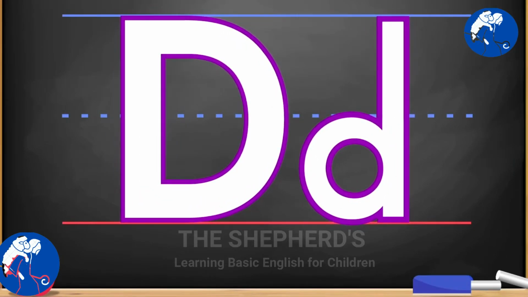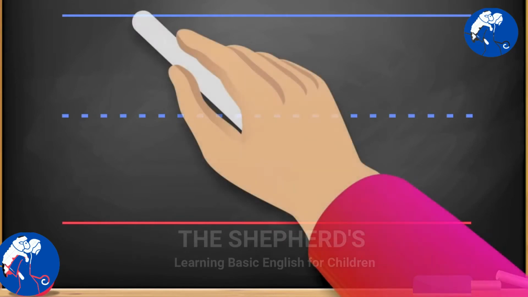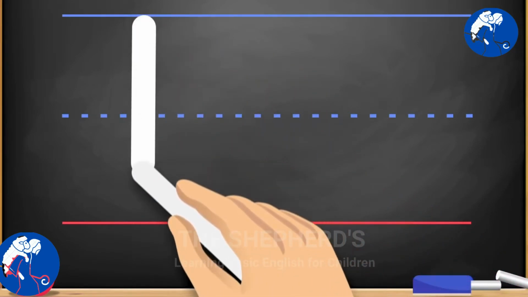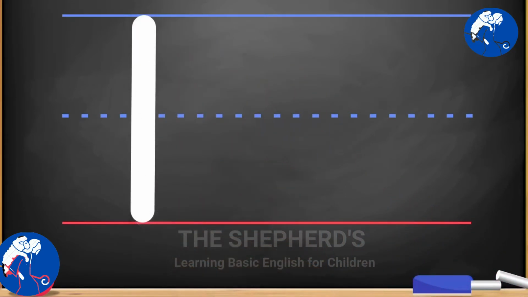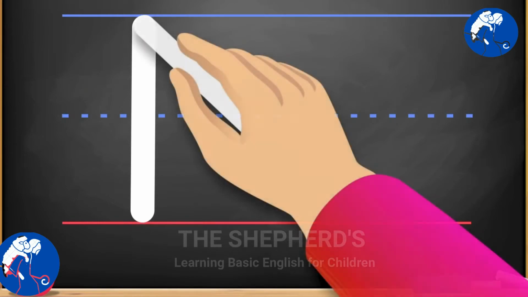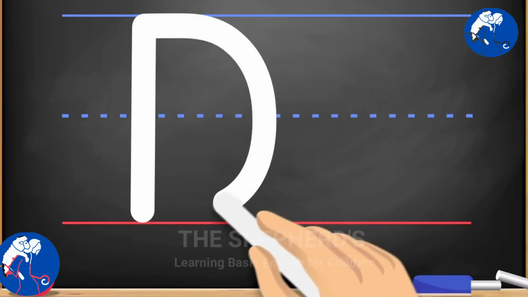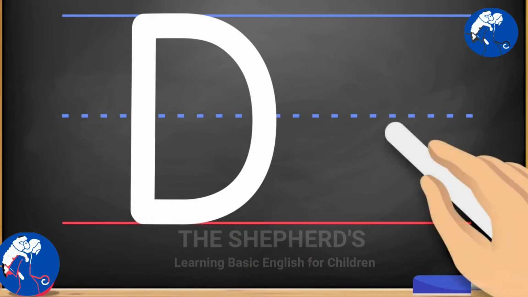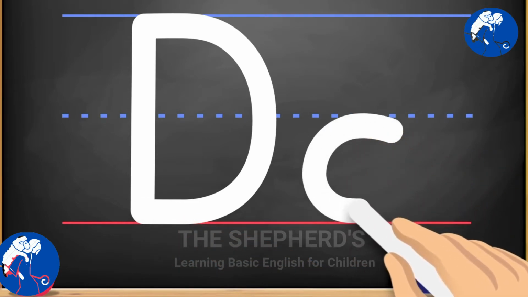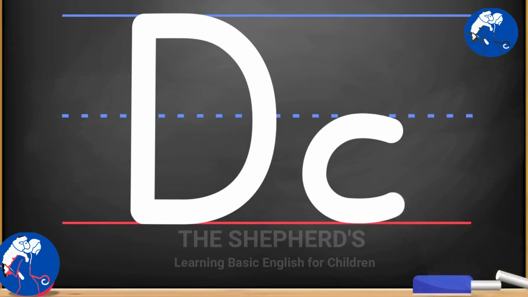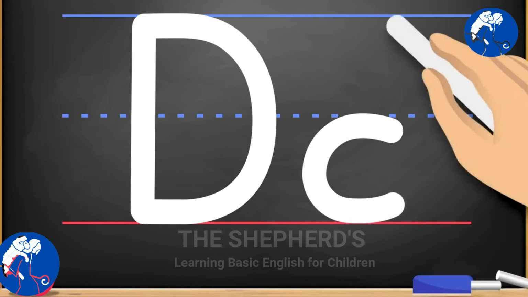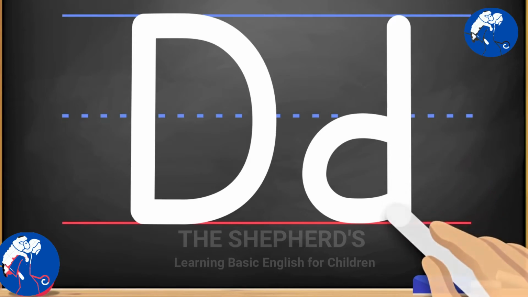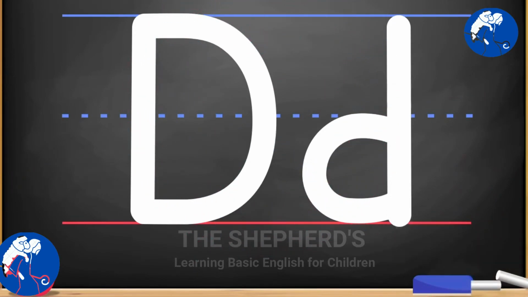The letter D. Uppercase D. Pull down, back on top, and around in. Lowercase d. Pull back, around, up, back on top, and pull down. You're a winner!